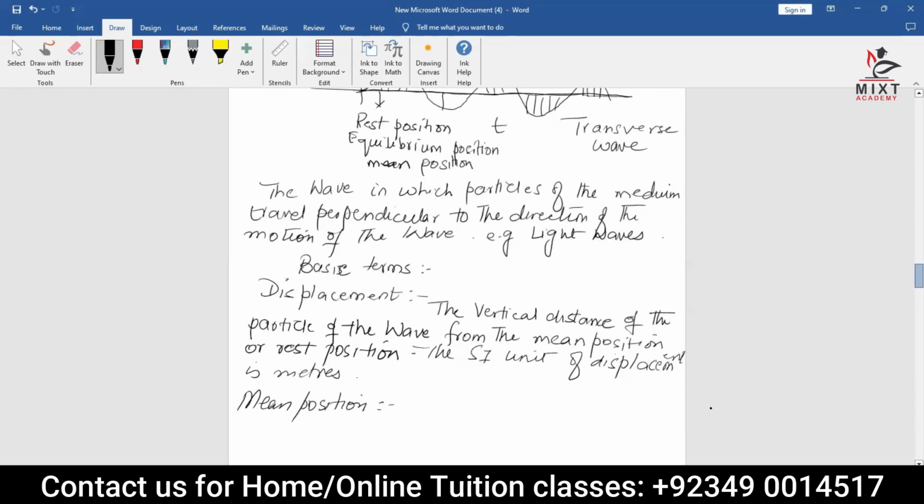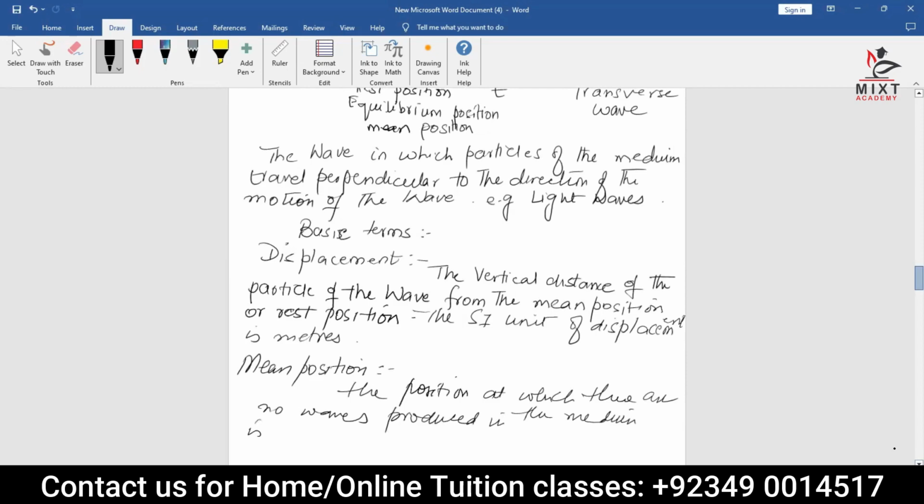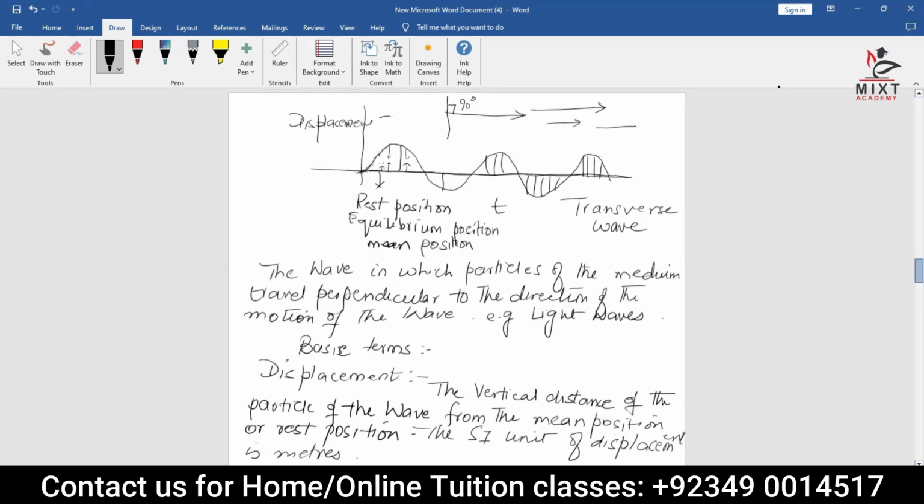Okay. So the mean position is the position at which there are no waves produced in the medium. That is called mean position. Okay. So mean position in that case is in the diagram. If you see, this is your mean position, the straight line. The horizontal straight line is your mean position. We already saw that.